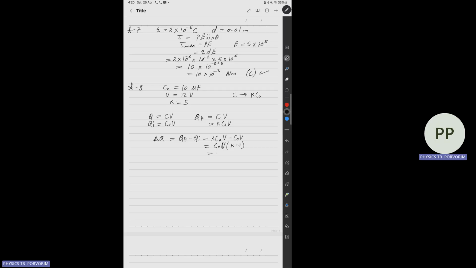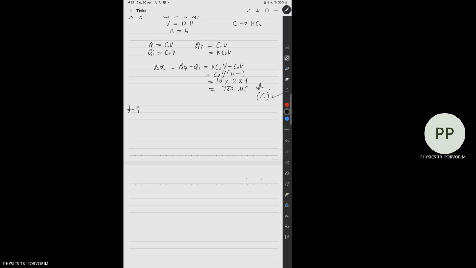So C naught is in microfarad, the answer is in microcoulomb. So we just have to put the value 10 into 12. K is 5. 5 minus 1 is 4. So it will be 480 and the unit is microcoulomb. Correct? Yes. Third option is correct. C is correct.